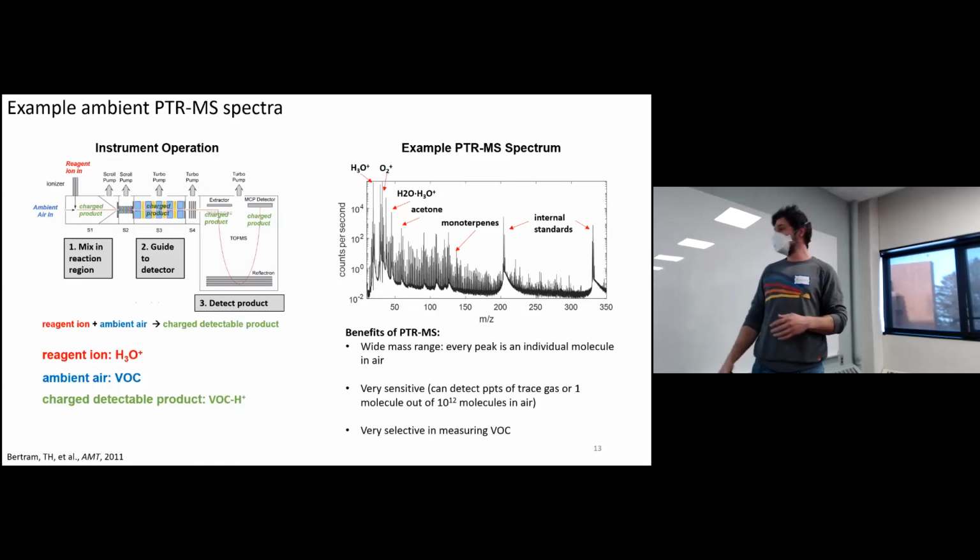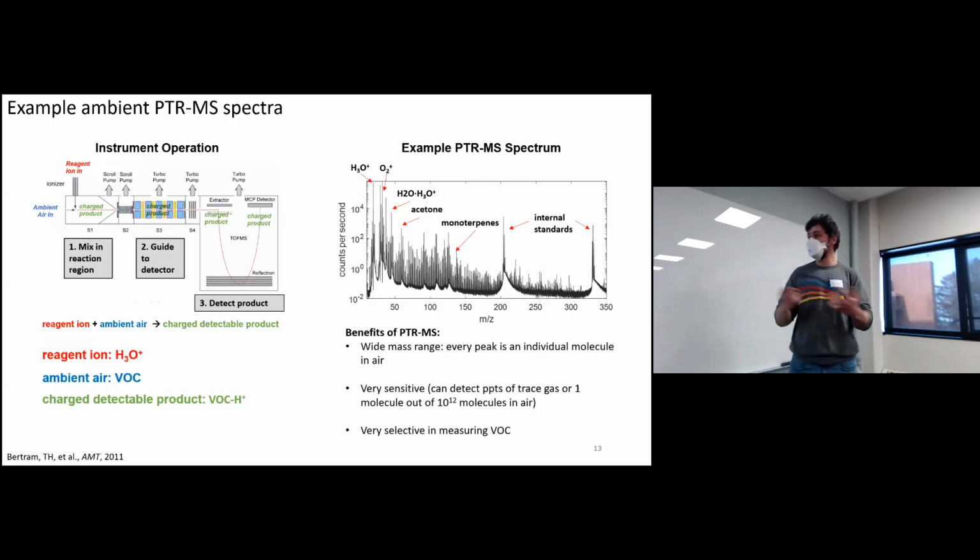And we like to use this instrument because we could measure this wide mass range, as you can see. So all these different compounds have different stories. It's very sensitive. What we're looking at are trace gases, so very low concentration gases, so we can detect them. And it's also selective in measuring the type of compounds that we want to measure, which is VOC.